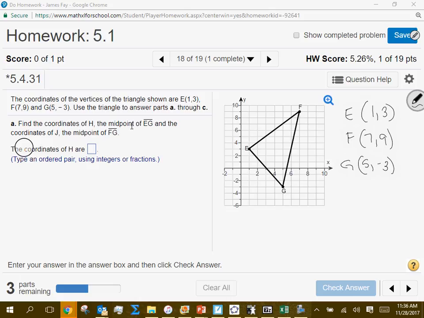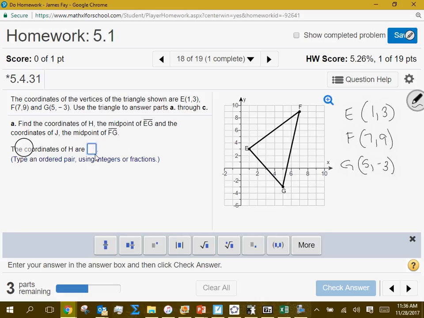So, if I'm going to find H, the midpoint of E and G, I'm going to add E and G's x coordinates together, so I get 6, and then divide by 2, and I get 3, right? So the x coordinate of my midpoint should be 3, and then the y coordinate of my midpoint, add your y's together, so it gives you 0, divide by 2 gives you 0, right? So 3, 0. Now, my suggestion to you, before you hit enter, before you check the answer, graph it real quick. If I go to 3, 0, right there where my cursor is. Does that look like that's in the middle of E and G? Yeah, it looks like a midpoint, so I'm probably right.